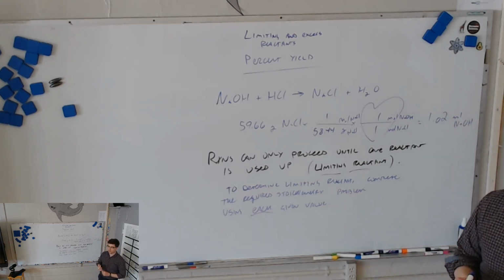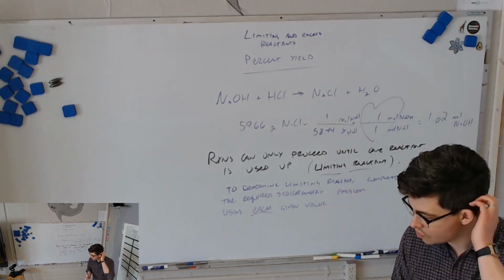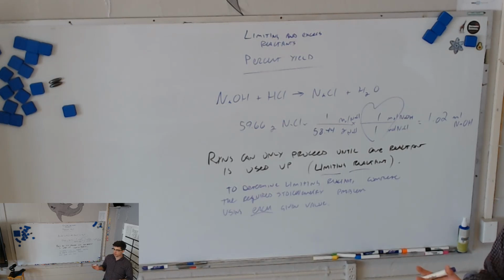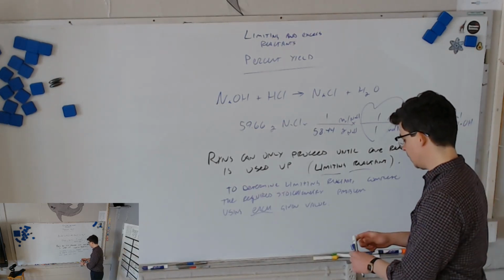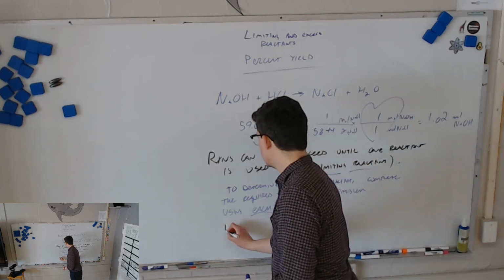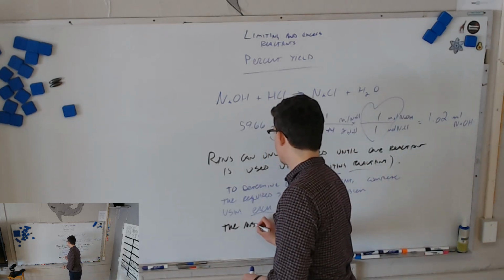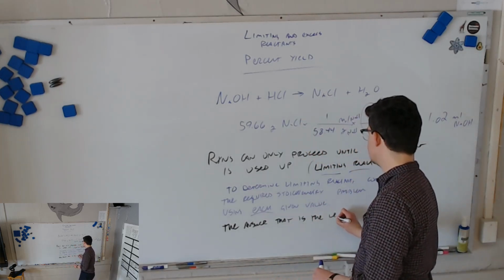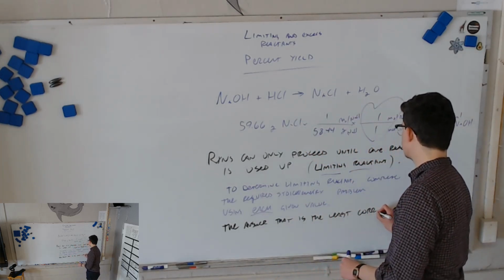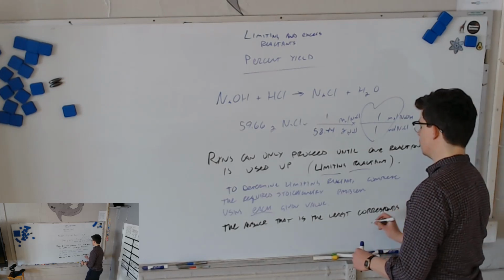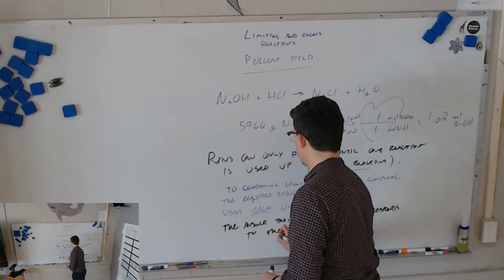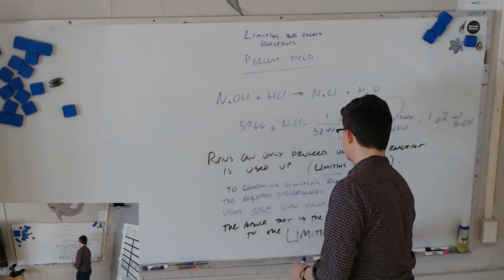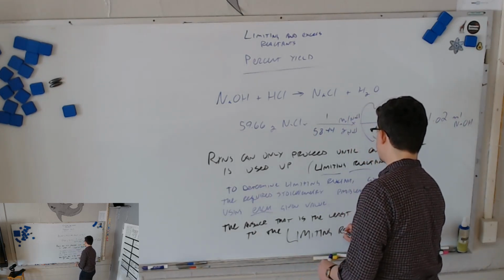Which one was the limiting one, if we get two different answers? The one that produced what? The least. Yeah, there you go. Let's write that down next. The answer that is the least corresponds to the limiting reactant. We're going to do that exact problem here in a second.